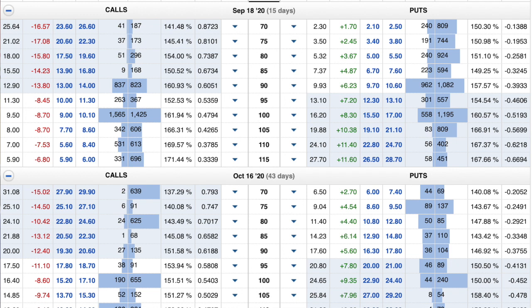And the further you go out, you will notice that all those premiums are a little bit higher because, as you can see, the September 18th expiration is just 15 days, while the October 16th expiration is 43 days away. So you do have to hold on to the stock longer for October 16th versus September 18th, which is why the premiums are higher. Similarly, if you are buying a call or put rather than doing the selling, you will have to pay more because the person on the other side of the transaction has to hold on to the stock longer, which certainly means a little bit more risk.